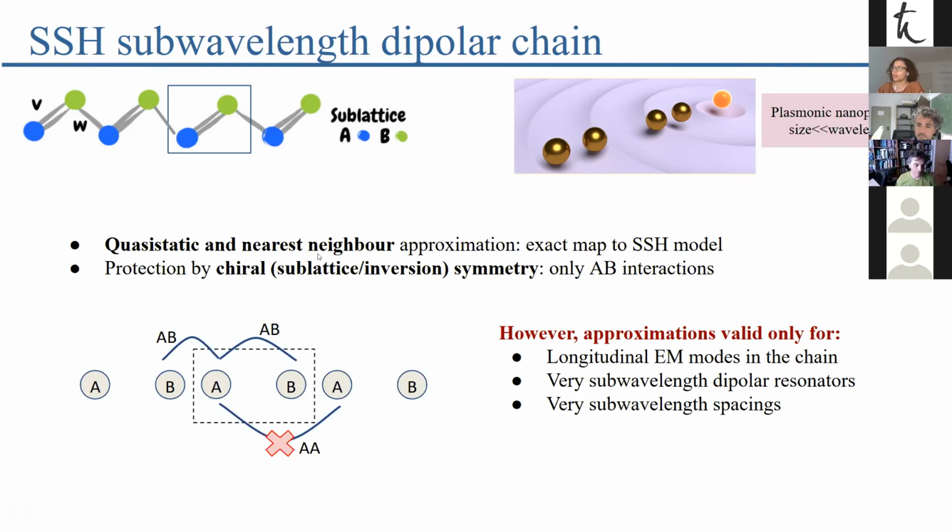However, these quasi-static and nearest neighbor approximations are only valid in very limited conditions. Firstly, they are only valid for the longitudinal electromagnetic modes in the chain, so these are modes whose polarization has the electric field aligned with the axis of the chain. It is also only valid for very sub-wavelength resonators. So in the case of plasmonic nanoparticles, it would be very small nanoparticles with sizes much smaller than the wavelength, and also very sub-wavelength spacing between the particles.